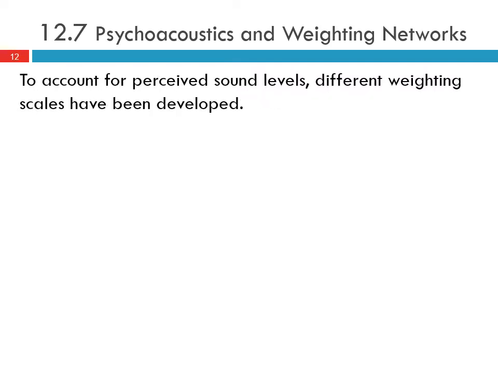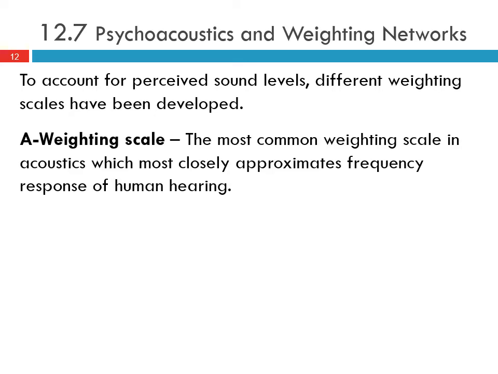So to account for perceived sound levels, different weighting scales have been developed. A weighting scale is the most common weighting scale in acoustics, and it most closely approximates the frequency response of human hearing. The rates of hearing loss also tend to follow the A scale as well, and one component of this is that one can tolerate higher levels of low frequency noise for a longer period of time without impairment. So for these reasons, the A weighting scale is by far the most predominantly used in noise measurement and control. And most electronic sound measurement equipment are able to determine A weighted sound pressure levels directly.